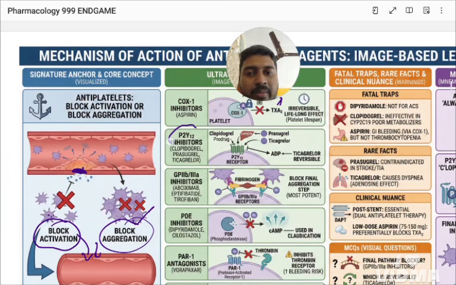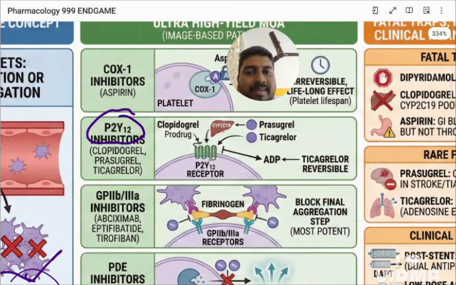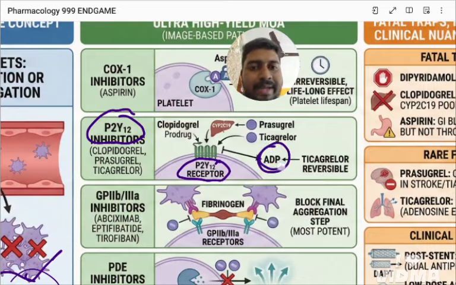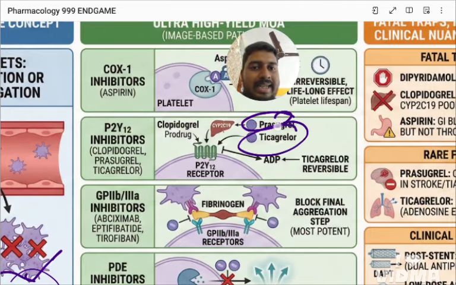Second is the P2Y12 inhibitors. We'll see what these P2Y12 are. There is a receptor on platelets known as P2Y12. ADP is a molecule which acts on this P2Y12 receptor. More in detail we'll study under physiology. Here this is what you should know. P2Y12 inhibitors are clopidogrel, which is the prodrug that is activated, prasugrel and ticagrelor. So whatever ends in GREL.